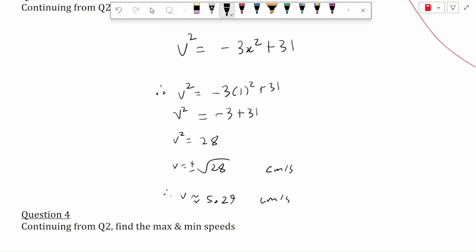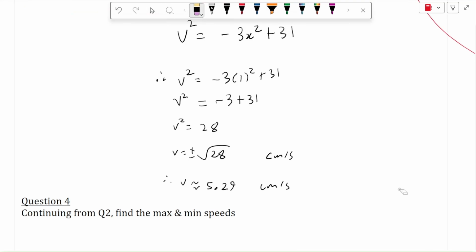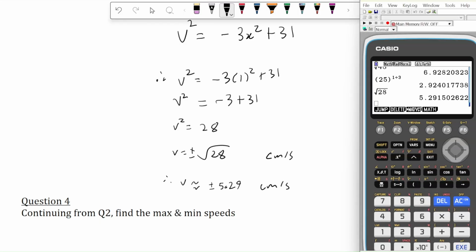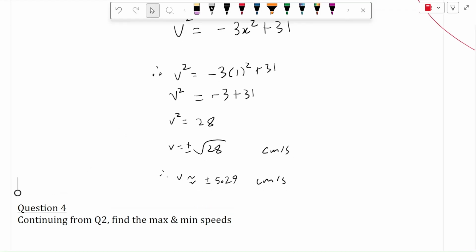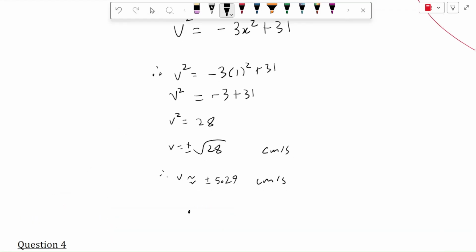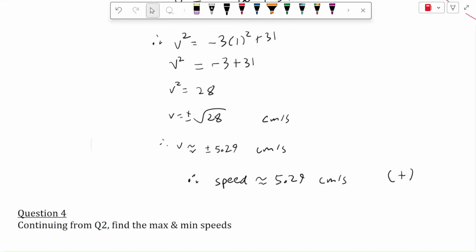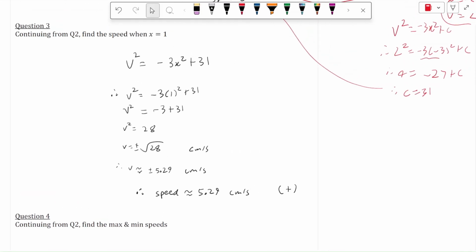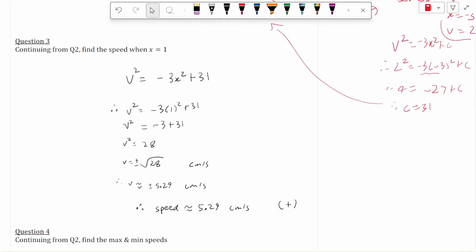All right, beautiful. And that's also got a plus or minus. Now, actually, we can't tell whether it's plus or minus, but the question's asking for the speed. So the speed roughly equals 5.29. It's the positive version. Speed is always positive. Velocity can be positive or negative, depending whether we're moving left or right.